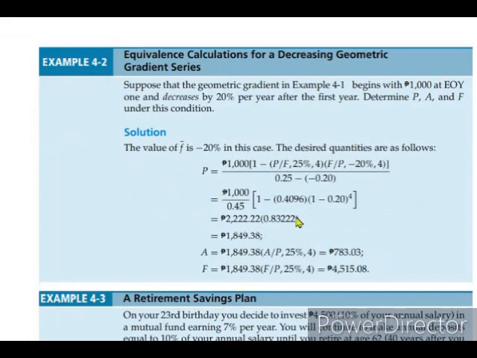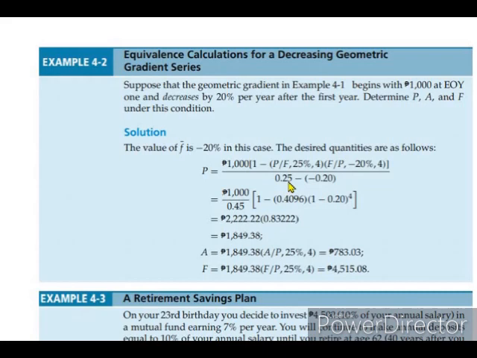So, same procedure lang guys. Gamitin natin yung formula. Yung P is equal to, ano yung A sub 1? Sabi, 1,000 daw yung una. A sub 1 is 1,000. Yung formula natin, 1 minus, ito ulit, P given F, tas 25%. Kasi same example lang, kaya 4 din to. Tapos, F given P. So, bakit ngayon negative 20%? Kasi decreasing ito. Tatandaan nyo, pag decreasing geometric gradient, yung magiging F bar ay negative. Yan, negative 20%.